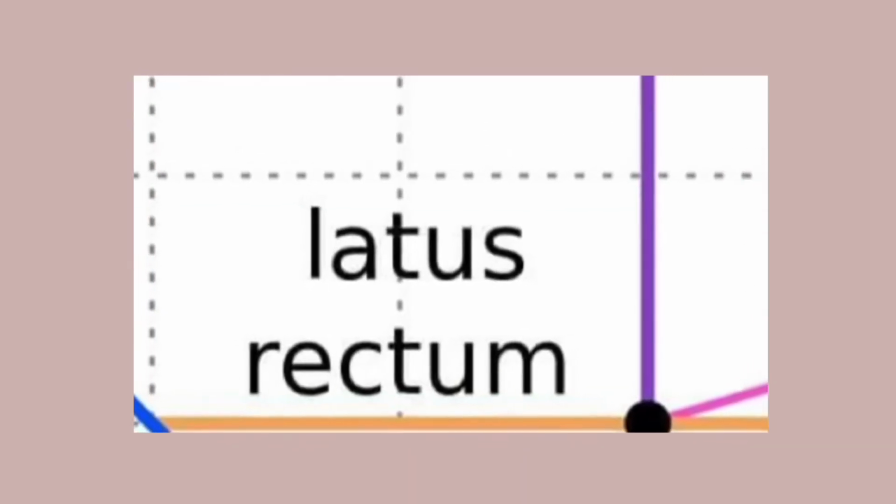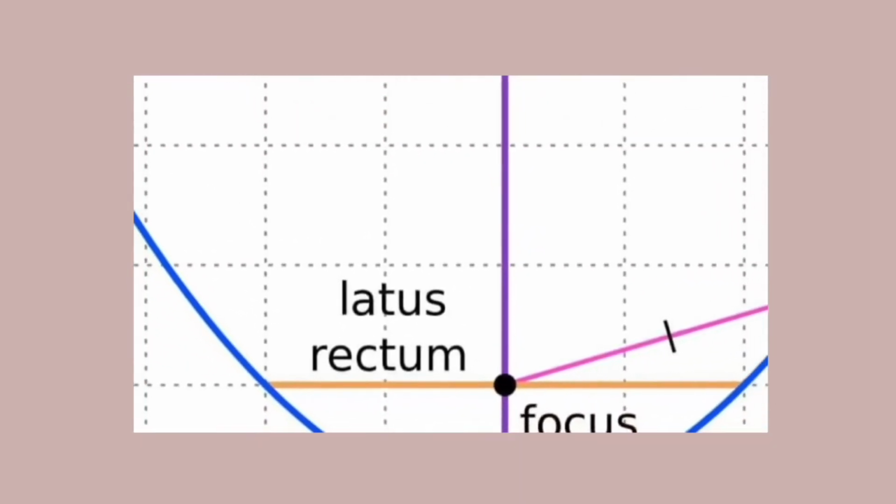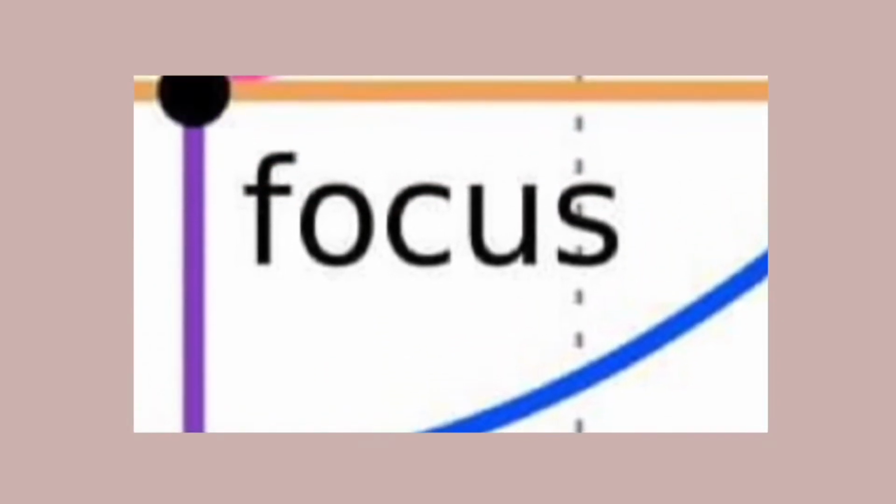The latus rectum of the parabola is a line segment perpendicular to the axis of the parabola. And then lastly, we have the focal distance. Simply, the focal distance is the distance between the vertex and the focus. Now that is it for the parts.